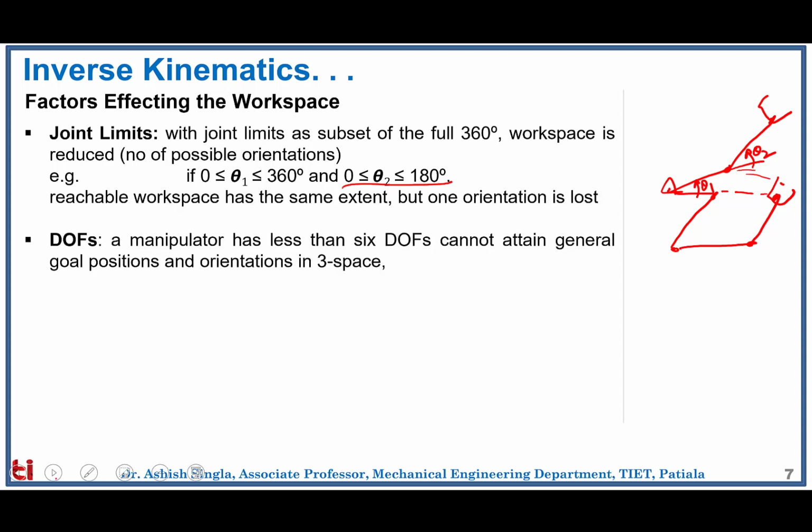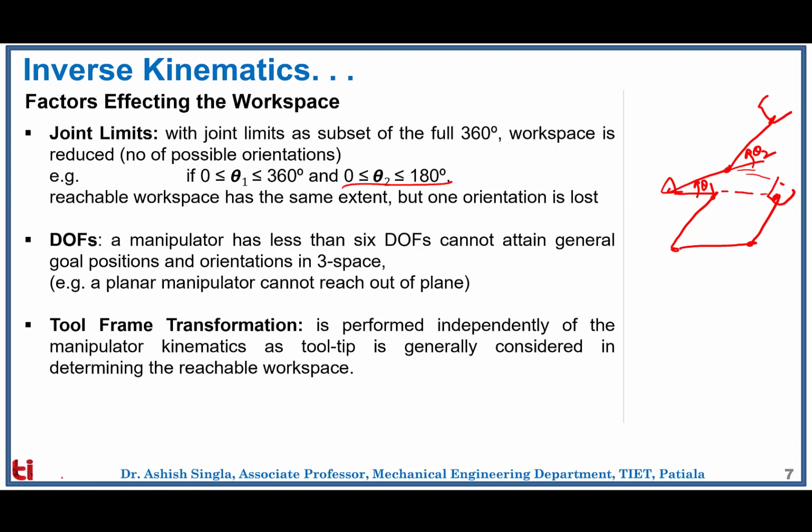The next factor is the degrees of freedom. Typically, in order to position any tool in 3D space, 6 degrees of freedom are required, but a manipulator having less than 6 degrees of freedom cannot attain general goal positions and orientations in 3D space. We can take the example of a planar manipulator. If a planar manipulator has a target which is out of the plane, it will not be able to achieve that target.